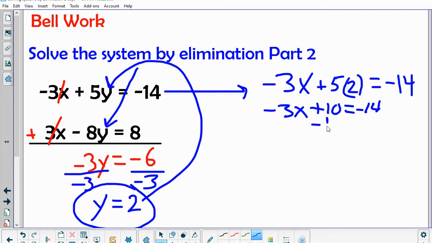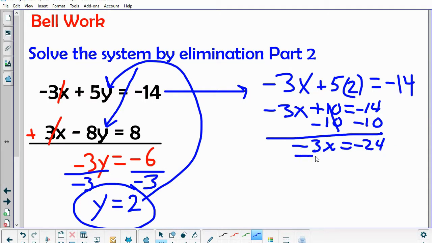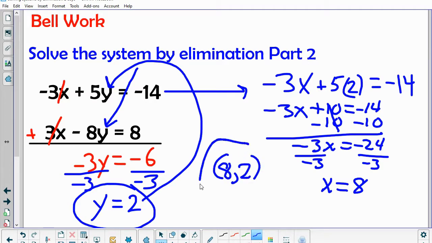And I subtract 10 from both sides. And I'm left with negative 3x equals negative 24. Well, right away you can tell if I divide by negative 3 on both sides, I'm going to get an x value of 8. So my final solution then would be 8, 2. That's where those two equations would intersect if you were to graph them.